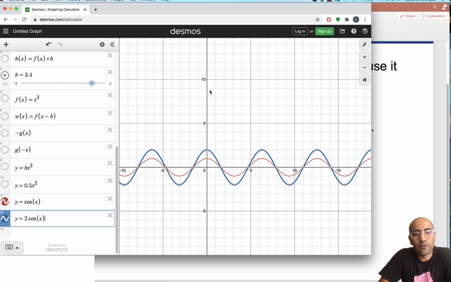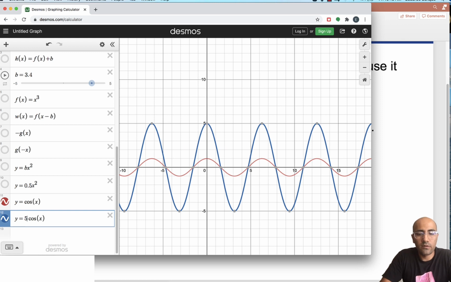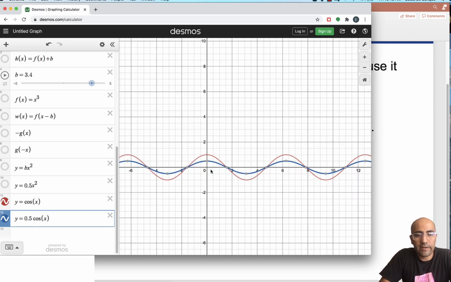So it's getting vertically stretched. Instead of having heights of 1, they now go up to a height of 2, and instead of going down to negative 1, it goes all the way down to negative 2. So it's getting stretched vertically by multiplying it by 2. You can multiply it by 3, and it'll stretch even more. Multiply it by 5, even more. On the other hand, if we multiply it by a decimal between 0 and 1, like 0.5, it flattens it out. It compresses it.